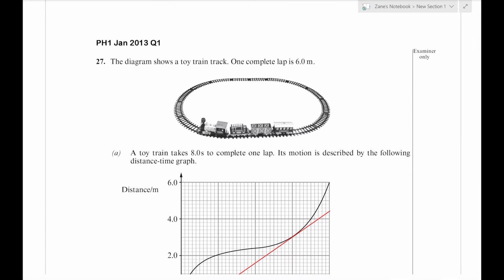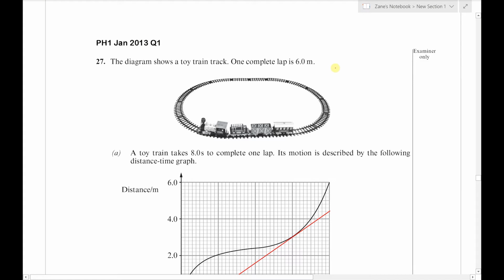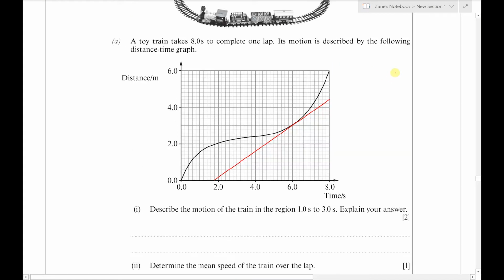This is unit 1 from January 2013, and it was question 1 on that paper. The question is about a train going around a track where a complete lap of the track is 6 meters. The toy train takes 8 seconds to complete 1 lap, and then we're asked a few questions about the train and its motion, which is described by the distance time graph that's given.